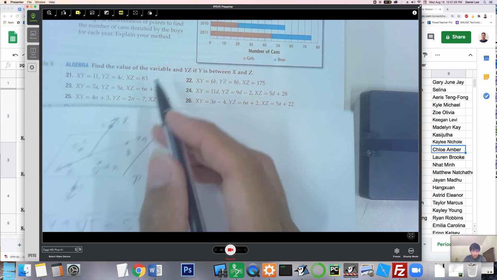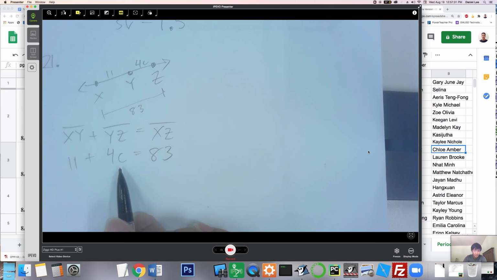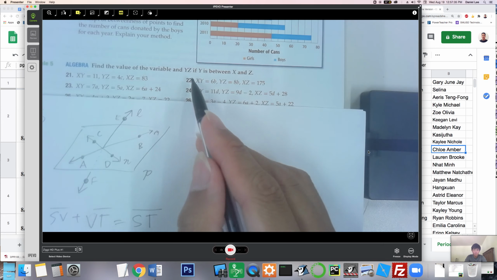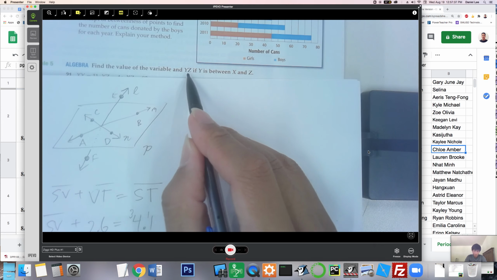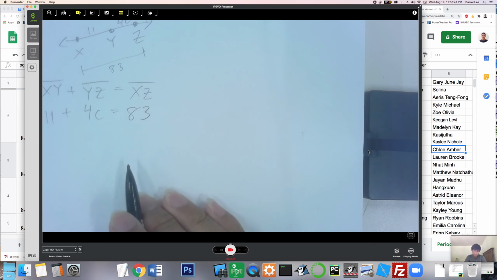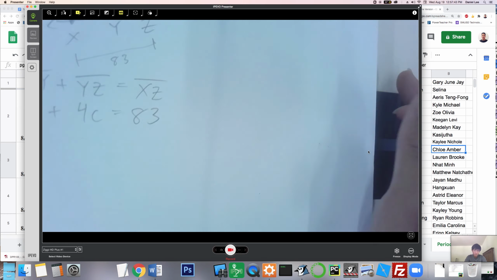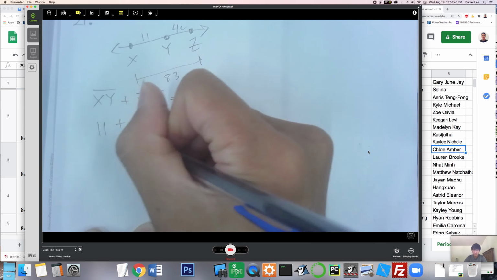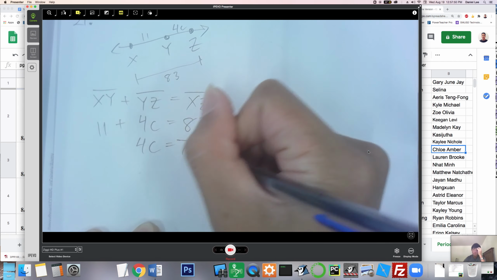And what is the variable? Well, the variable is the c, right? That's c right here. And not only that, but also find yz. Okay, so we want c and yz. So the first thing we want to do is solve for c. We're going to subtract 11 from both sides. That gives us 4c is equal to 72.